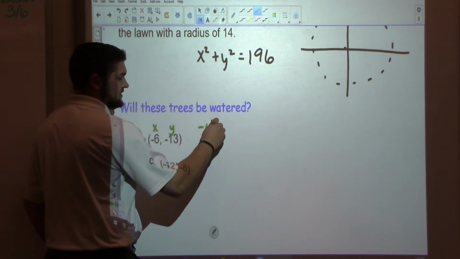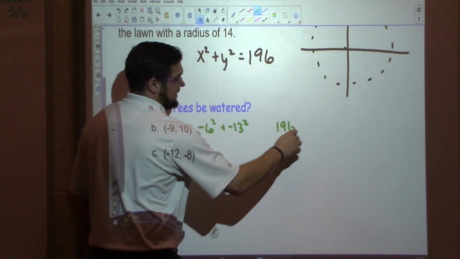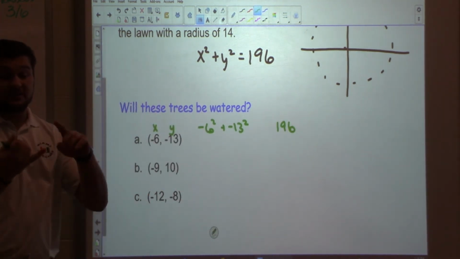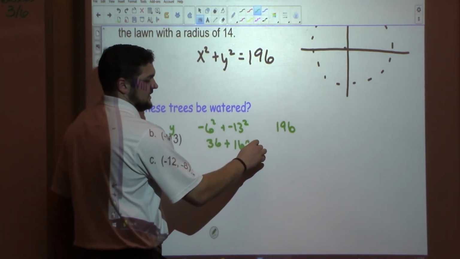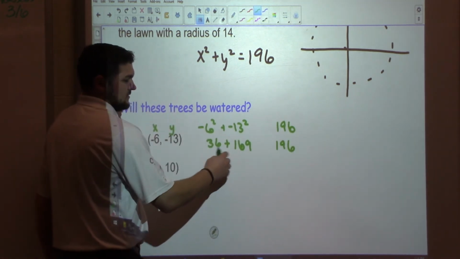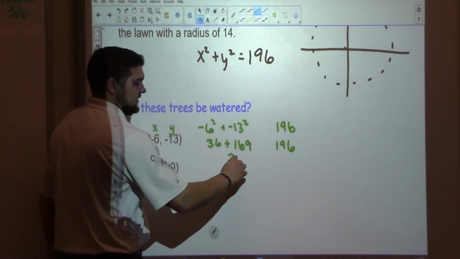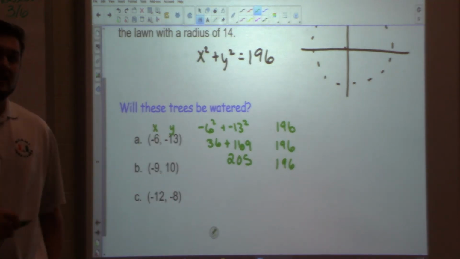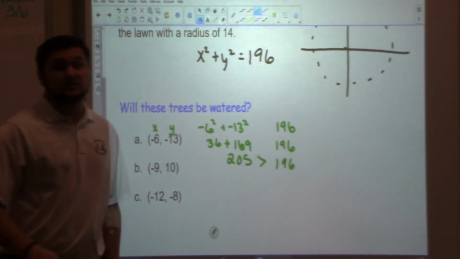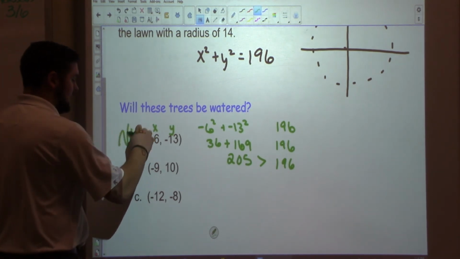Well, negative 6 squared plus negative 13 squared. And we want to know what is that to 196. We don't know yet if it's less than, greater than, or equal. Well, 36 plus 169, what does that come out to? 205. So 205, is that less than, greater than, or equal to 196? That's greater than. Which means it is what? Outside the circle, which means it won't be watered. Very good. So A, no, will not be watered.